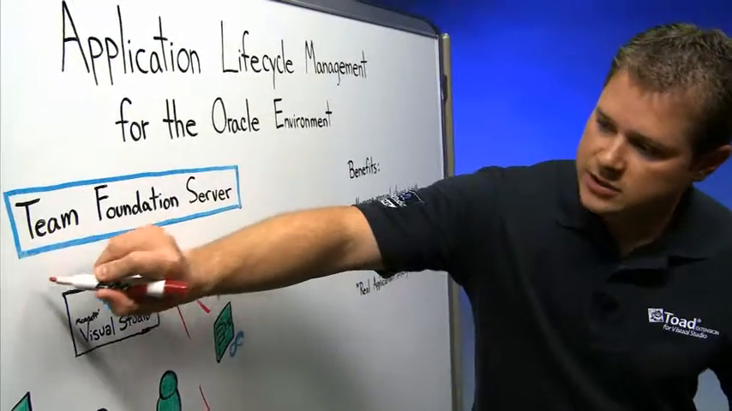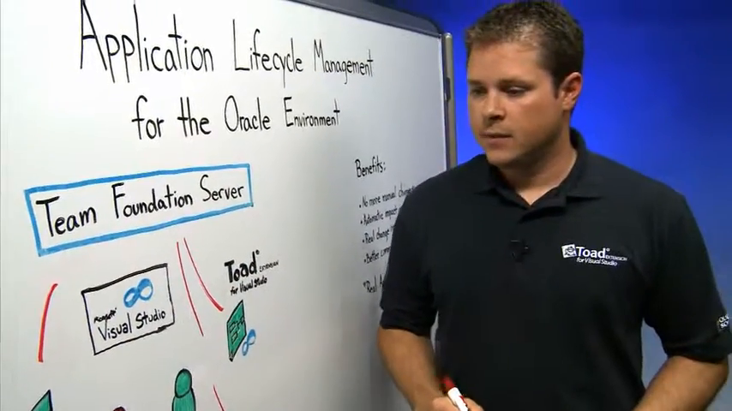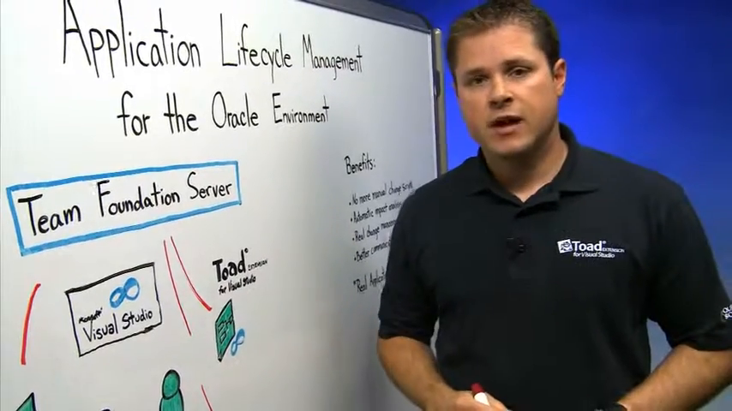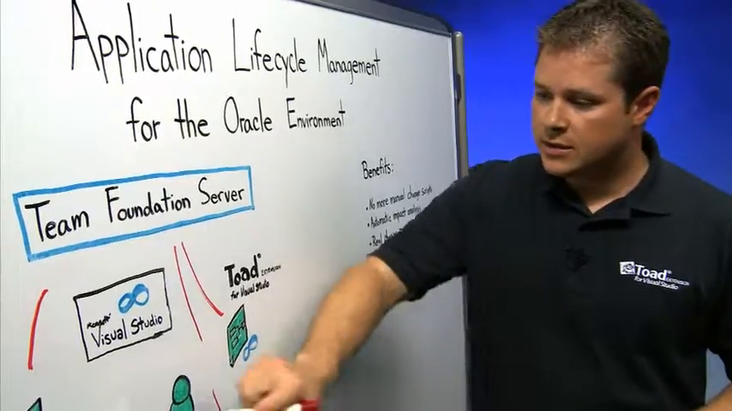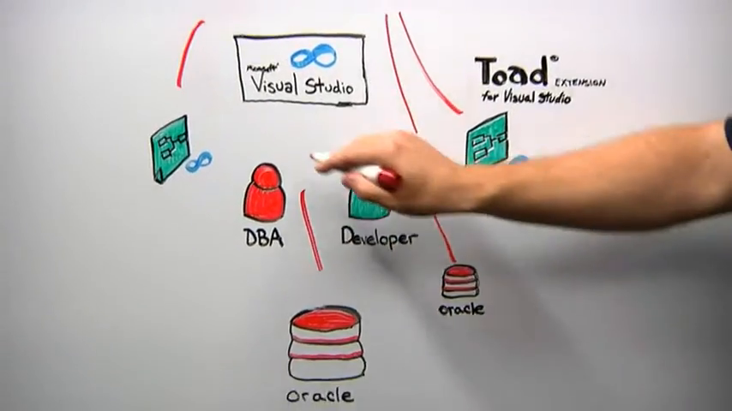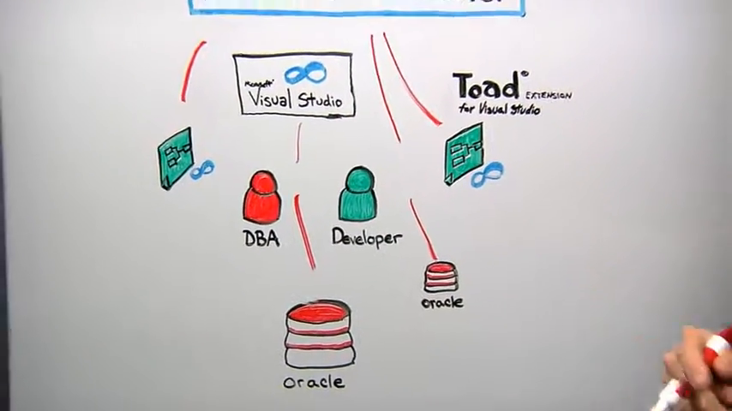So now the DBA can check out that model of the schema and compare that against his live environment, and Visual Studio will create the change script for them. So now the DBA can publish those changes to the database and check them back in to Team Foundation Server.